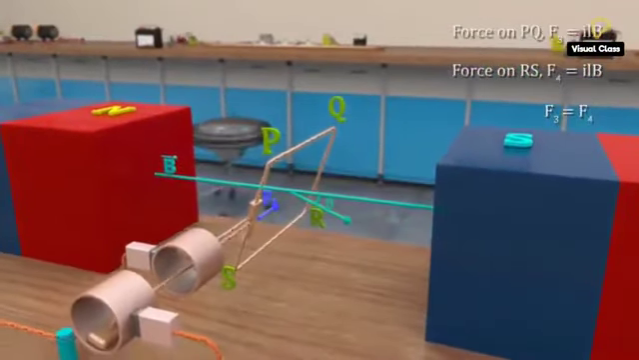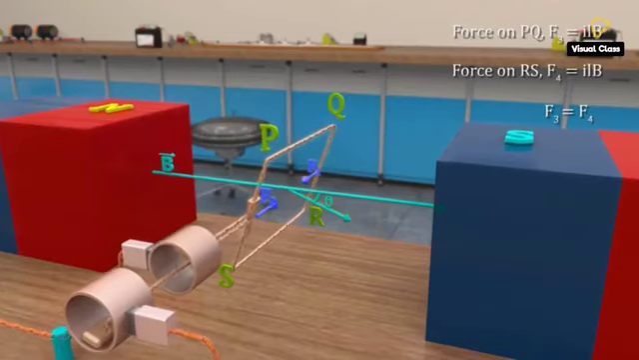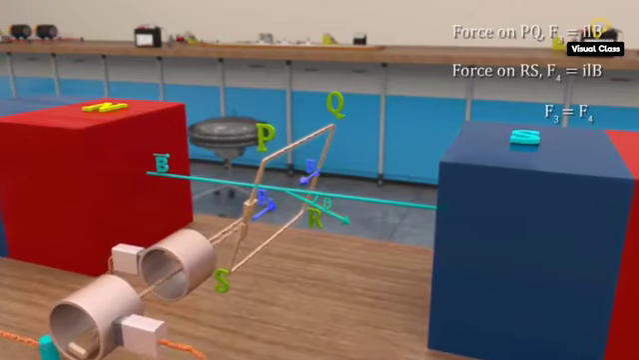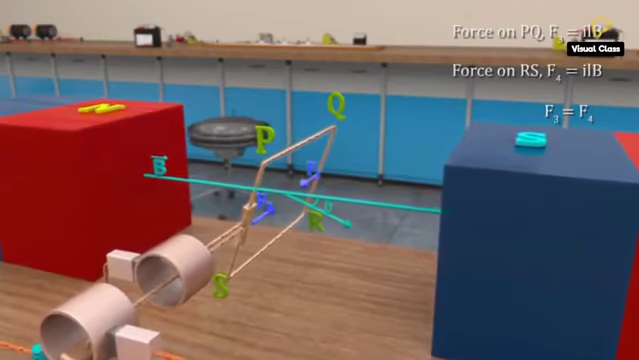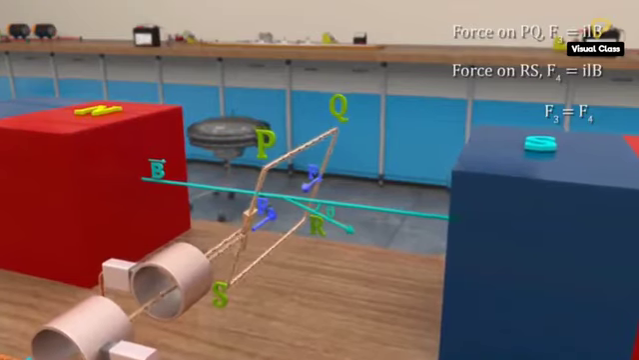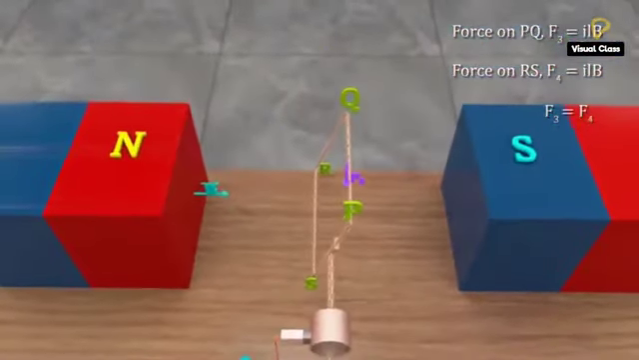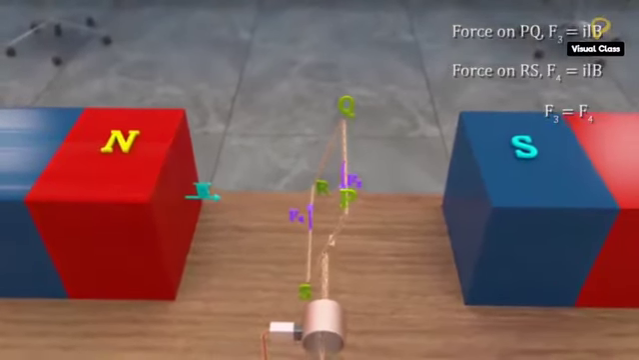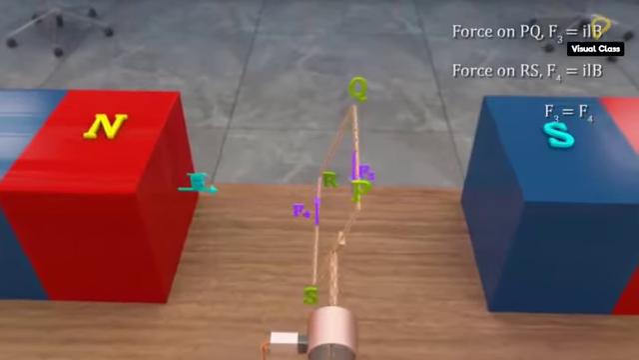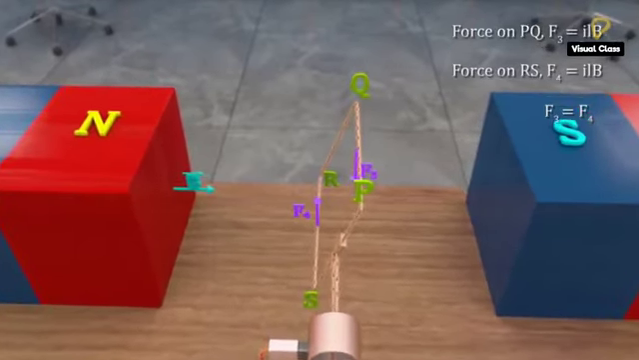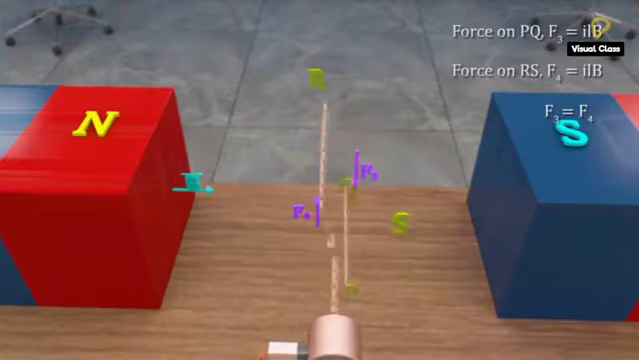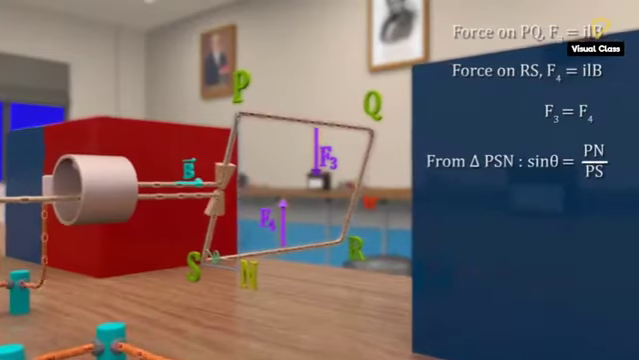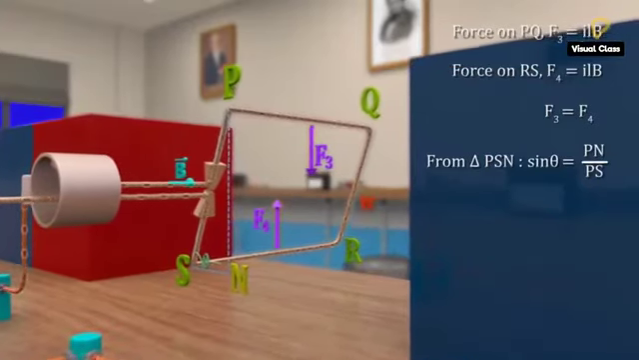Forces on SP and QR are equal and opposite to each other, and they have the same line of action. Hence, they produce a net force equal to 0 and net torque also equal to 0. Magnitude of the force on PQ is equal to the magnitude of force on RS, but they don't have the same line of action. Hence, they produce a couple due to which the coil tends to rotate in the clockwise direction. From triangle PSN, sin theta is equal to PN by PS.